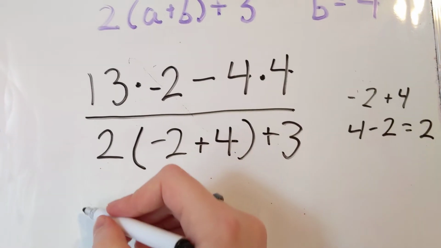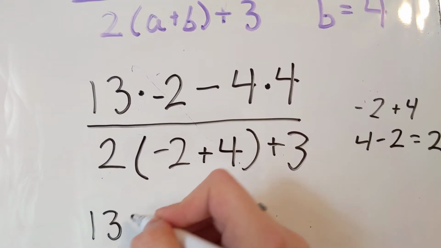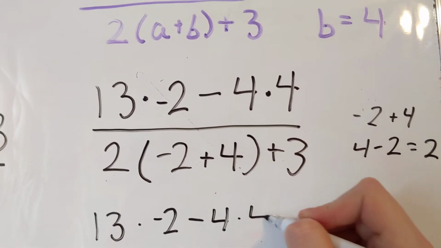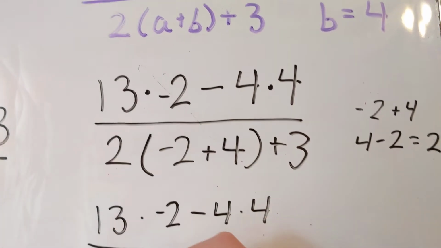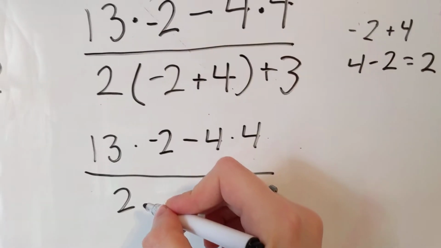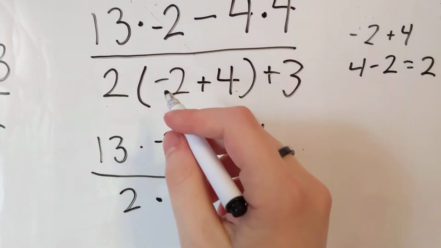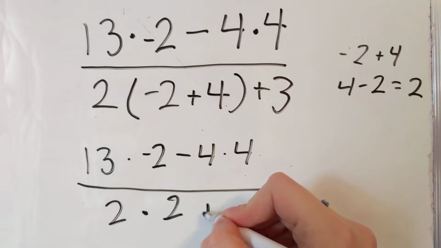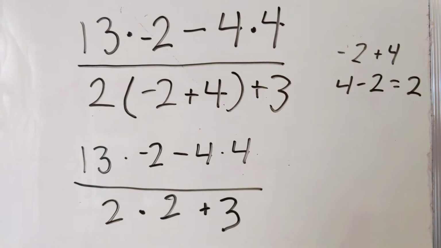So we're going to copy everything down except the parentheses. So we have 13 times -2 minus 4 times 4 over 2 times, and then what's in the parentheses we saw was 2, so 2 times 2 plus 3.